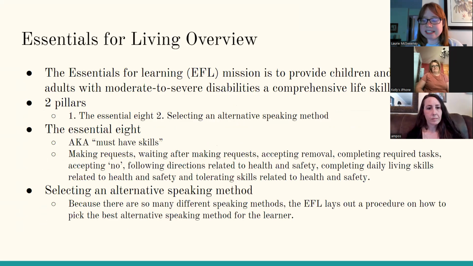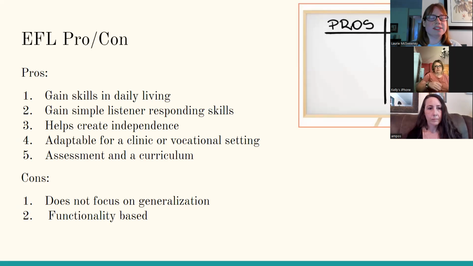All right, so the next assessment we looked at was the Essentials for Living assessment. The Essentials for Living assessment does look at functional skills. Specifically, it looks at what is called the Essential 8, which are the must-have skills for daily living, such as making requests, following directions related to health and safety, completing daily living skills related to health and safety, and also tolerating things in the environment related to health and safety. It also includes information on selecting an alternative method for individuals who don't use speaking or verbal language as their primary method of communicating.